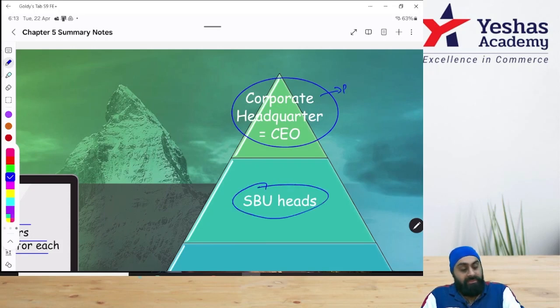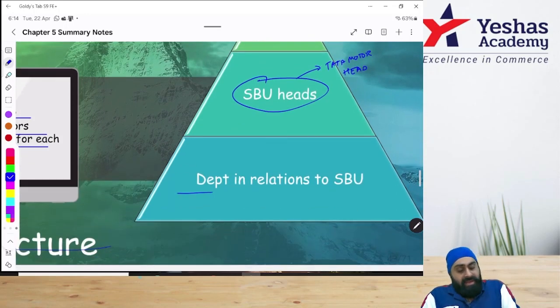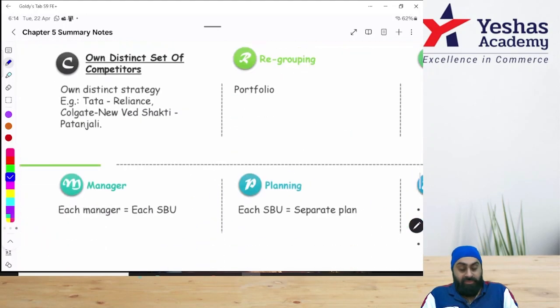Now let me tell you an example. Ratan Tata is here. I know Tata sir has passed away, but he is still alive in our hearts. So Ratan Tata sir is corporate headquarters. Then the SBU head is, let's say, the head of Tata Motors. The Tata Motors head is an SBU head, that is a business head. And every SBU may require various functions like finance, HR, marketing. Every function will be required. So these are functional units under SBUs.